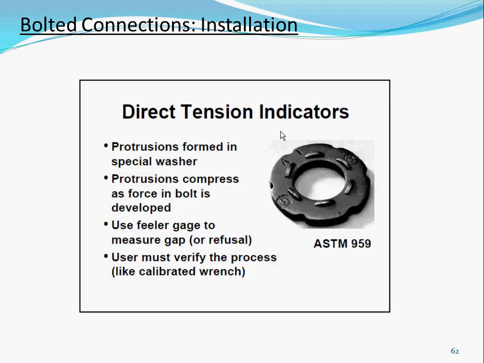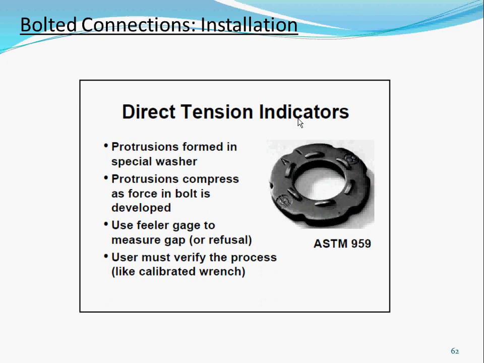Okay, with the direct tension indicators, you see these bumps on top. When you tension the bolt, you're going to be compressing these bumps. They have gauges where you can measure it. You basically poke it into this one. If the gauge will not go through, that means you have compressed it enough, then the bolt is tensioned. So that's another method of how to tell if your bolts are pretensioned.